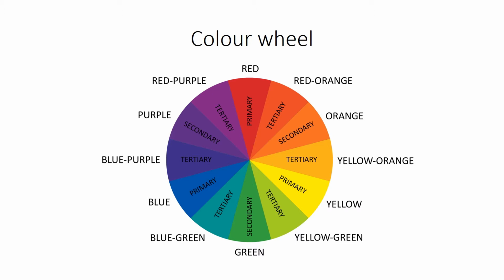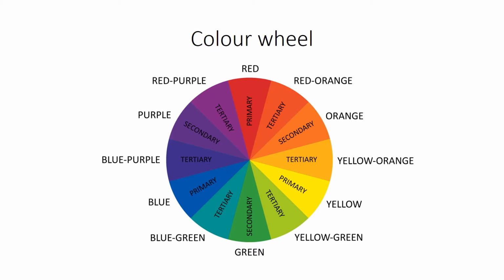So what is a primary colour? These are colours that cannot be made from a combination of any other colours. When it comes to pigments, the primary colours are red, yellow, and blue. A secondary colour is a colour created by mixing two of the primary colours together. For example, mixing red and yellow makes orange, mixing yellow and blue makes green, and mixing blue and red makes purple. That's why the secondary colours are placed between their two respective primary colours.